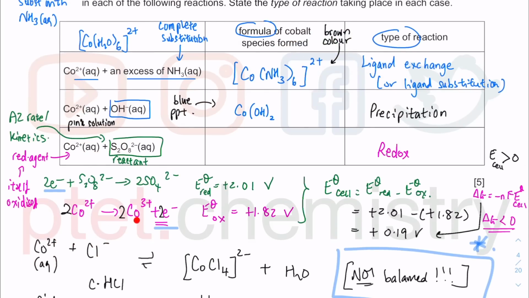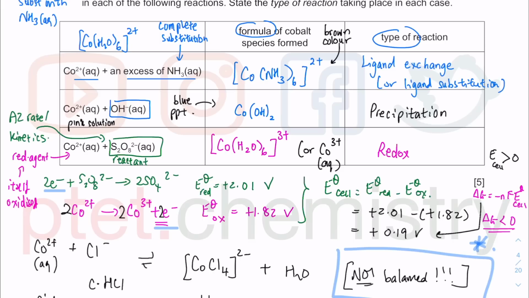We will get cobalt 3+. As stated in the data booklet, that is actually cobalt H2O6, but no longer 2+, it is 3+. If you don't wish to write that down, I'm pretty sure you will get away with it if you write Co3+, but you have to include the term aqueous.